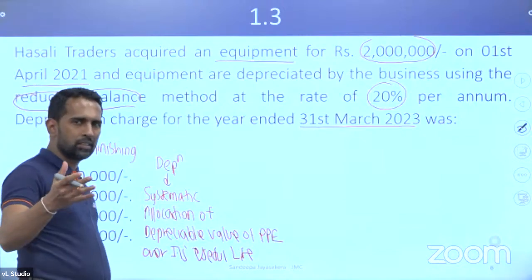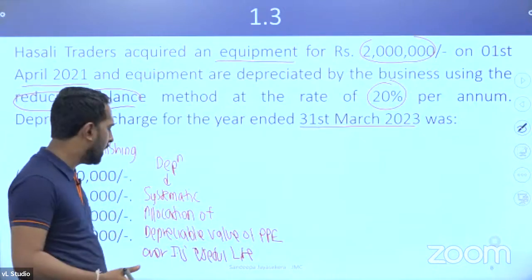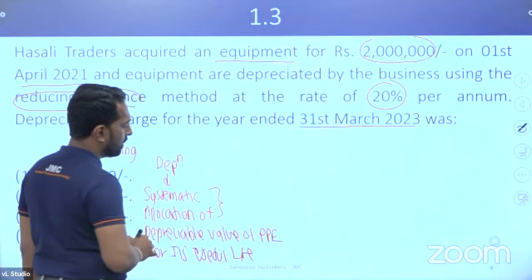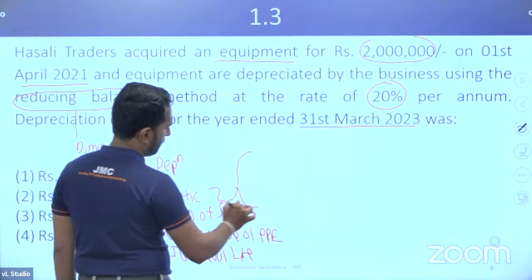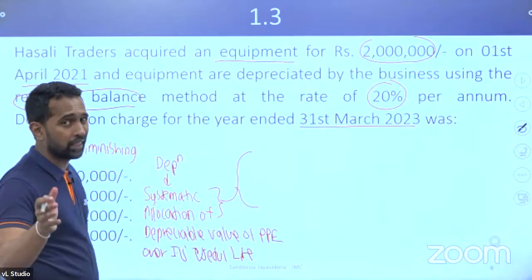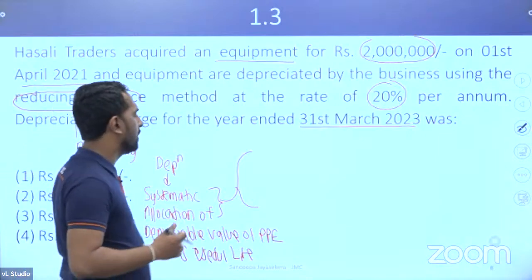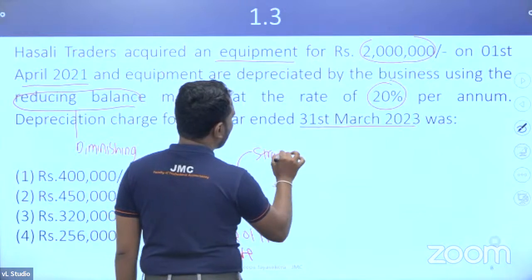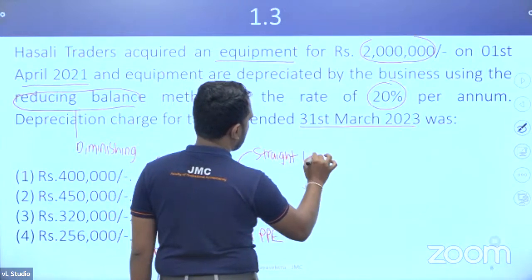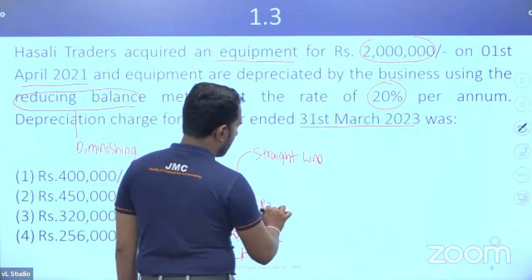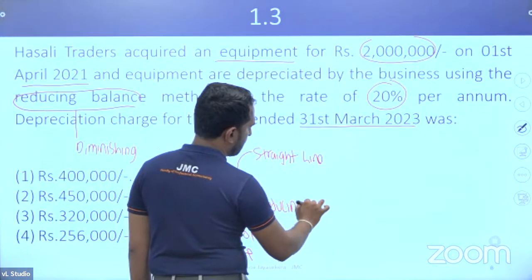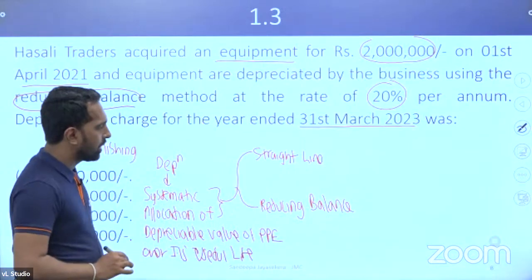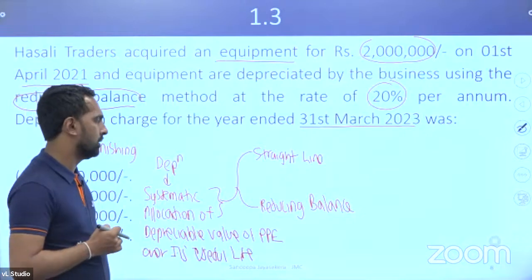PPE items are the buildings, office equipment, tools, motor vehicles, and so on, over its useful life. When it comes to the systematic allocation, there are two methods you can use. In the standard, we have three methods, but for your level, we are talking about basically two methods. One method is what we call the straight line method. The other method is what we call the reducing balance method. Straight line method and the reducing balance method.